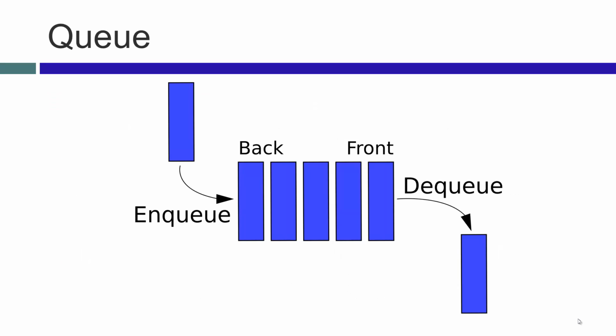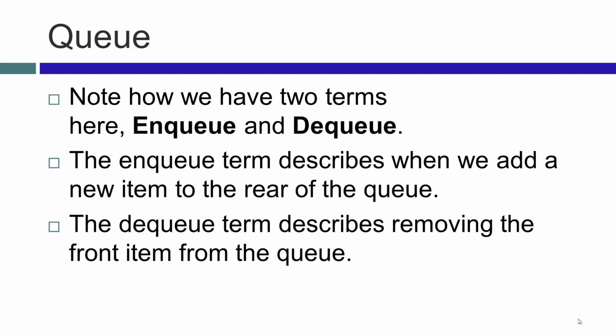For example, in this figure, we have two new terms here, enqueue and dequeue, depending on how you pronounce it. So we have the back and the front of the queue. The enqueue term describes when we add a new item to the rear of the queue, and the dequeue term describes removing the front item from the queue.